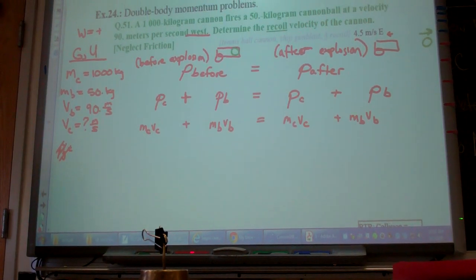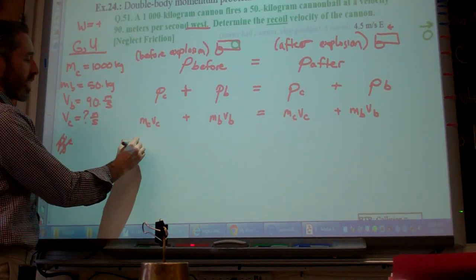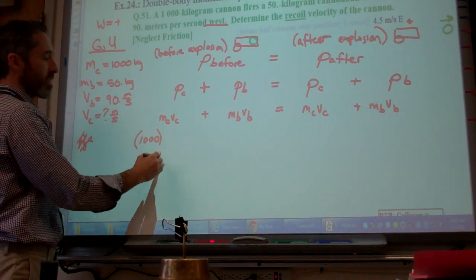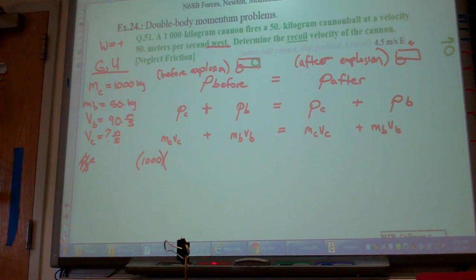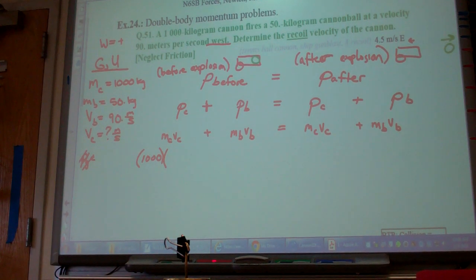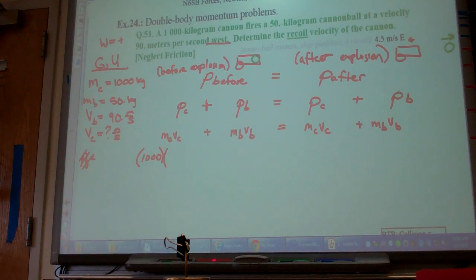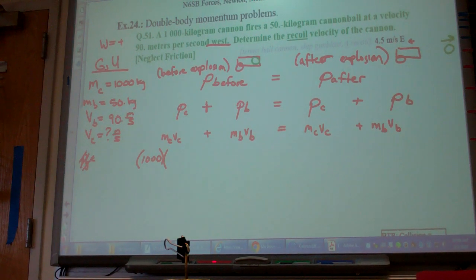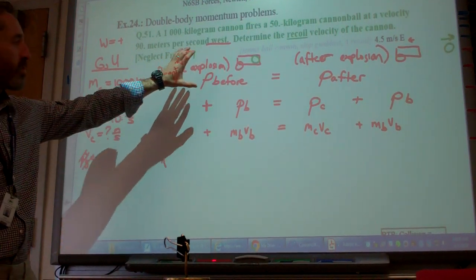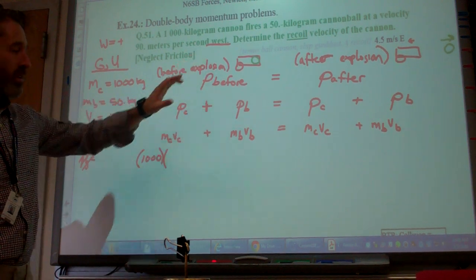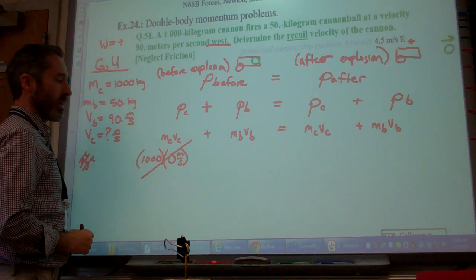All right, let's start plugging and chugging. The rest is details. Mass of the cannon, 1,000. We already have our units here, so I'll just write this. What's the velocity of the cannon? Oh my, 90x. Oh my goodness. You got to organize your brain to this little chart. This is the velocity of the cannon on the before side. So it is 0. Immediately that goes away.